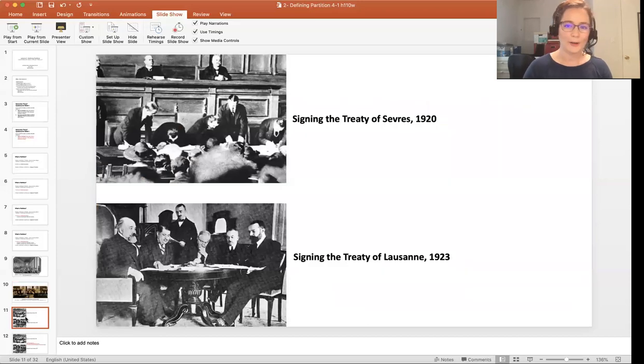Okay. So the Paris Peace Conference resulted in a couple of major treaties. These are the Treaty of Sèvres in 1920 and the Treaty of Lausanne in 1923. These are both treaties you're going to read about a bit, okay? So we don't have to belabor them right now.